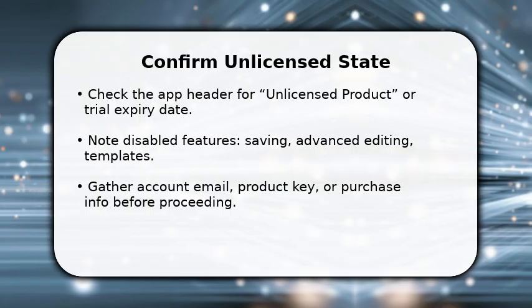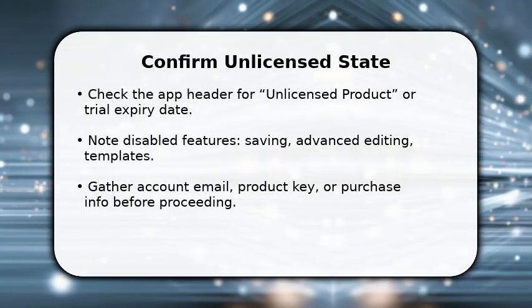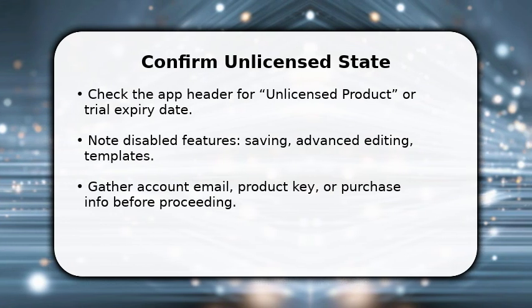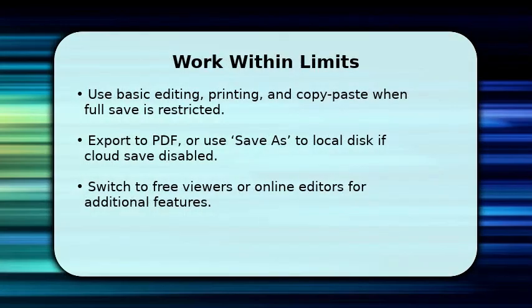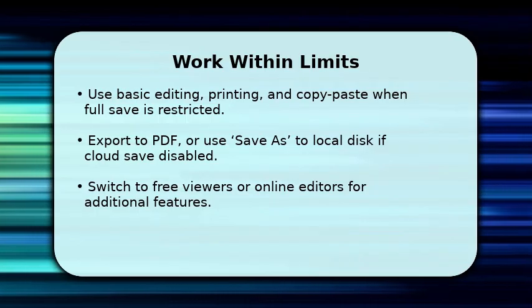Make sure to close background updates and back up any open documents to avoid data loss while you take the next step. Now continue by adapting to the product's current state. Use core editing tools that remain enabled and export finished files as PDF to preserve layout. If saving to cloud is blocked, use Save as to local folders or a USB drive.